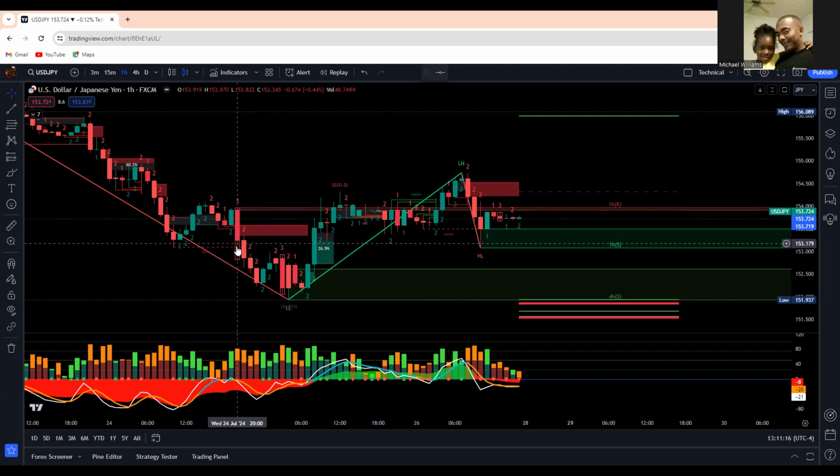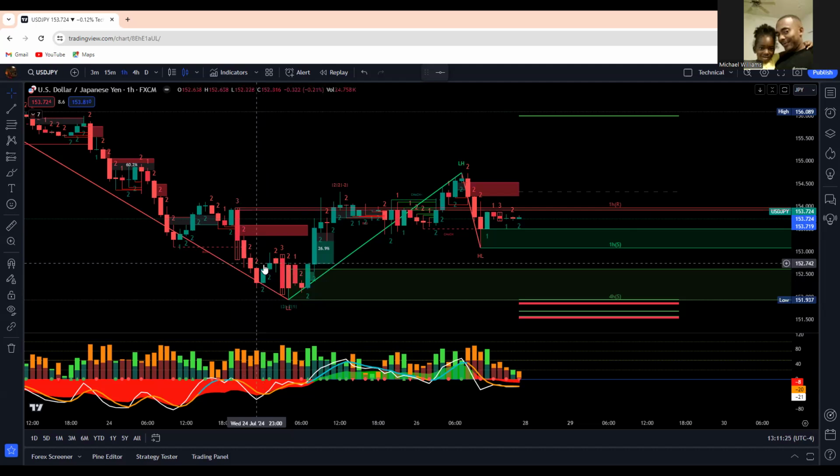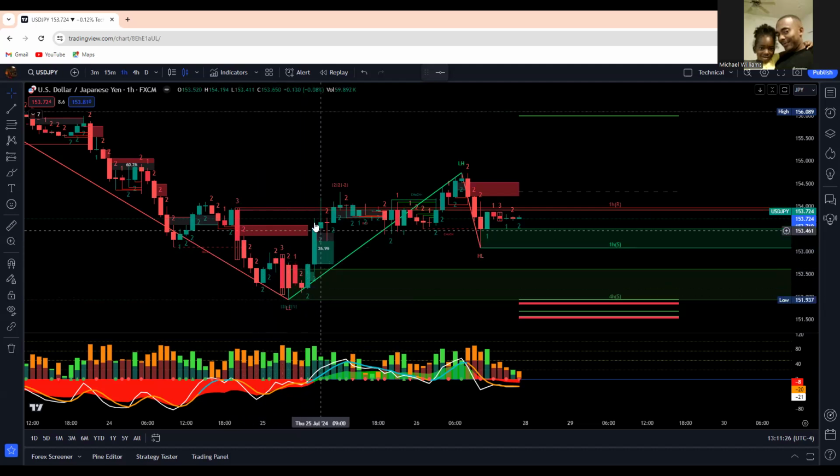So again, this is what trending markets look like. If we're in a downtrend, we're taking out lows. We're in an uptrend, we're taking out highs. That's what we're doing. When that changes, we have to look at the context in which those changes happen.